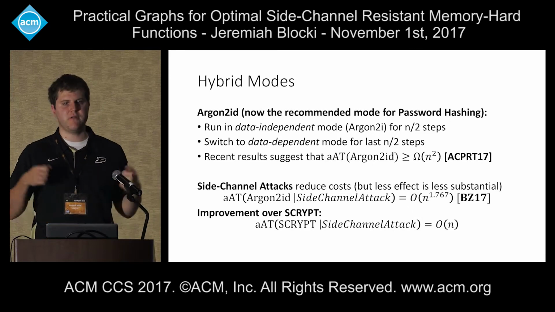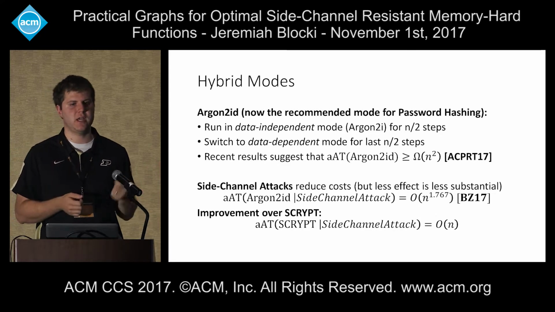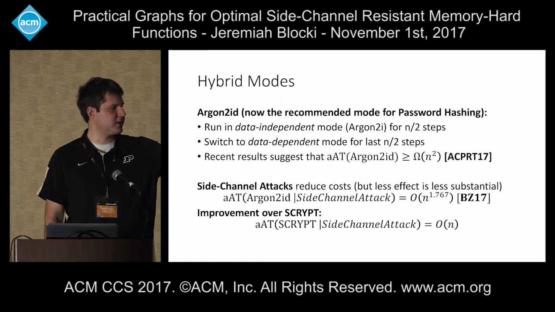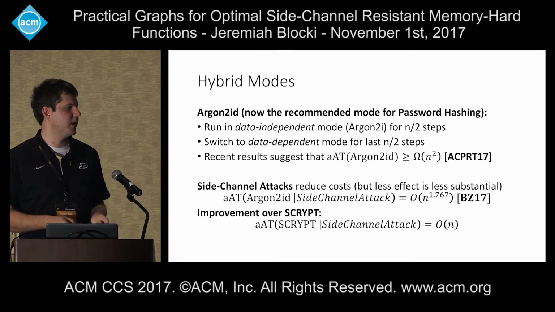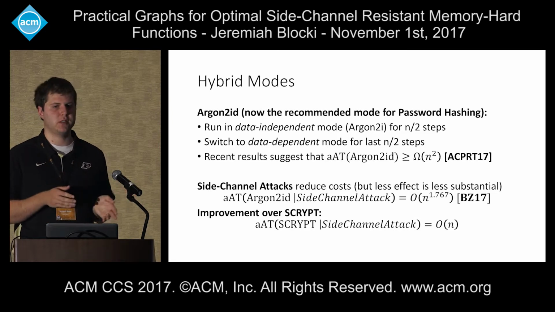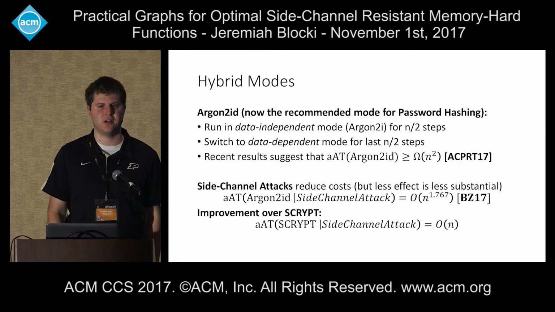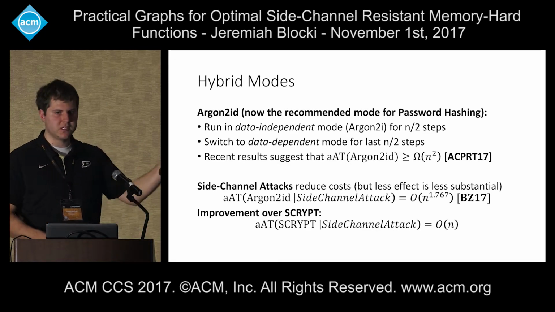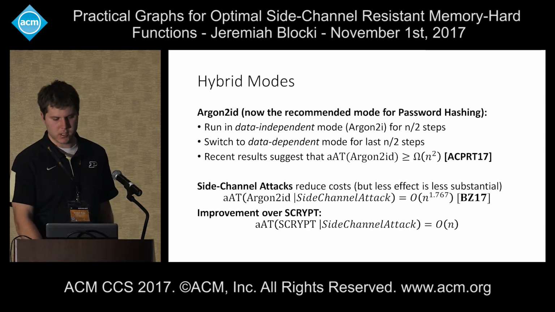But of course, in the event of a side channel attack, security reduces to the security of the data-independent mode, right? So in the event of a side channel attack, security reduces down to amortized area-time cost. Scaling is like n to the 1.767, I think, is the best current attack on Argon2i. So this is an improvement over scrypt, but we can hope to do better with DRSample.